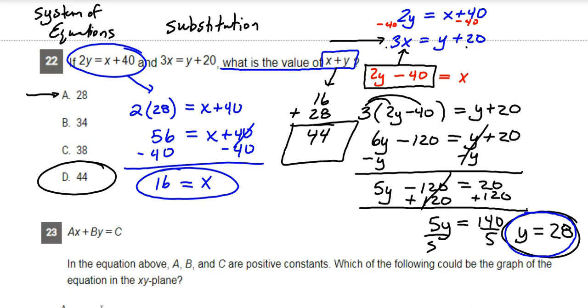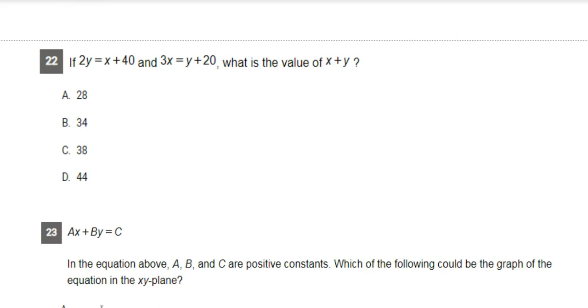So substitution is just one method. It's not my preferred method. I normally like to use what's called elimination. So I'm going to show that really quick as well. So with elimination, there's a little bit of front end work, but then it seems to be easier once you get going. So I have my equation.